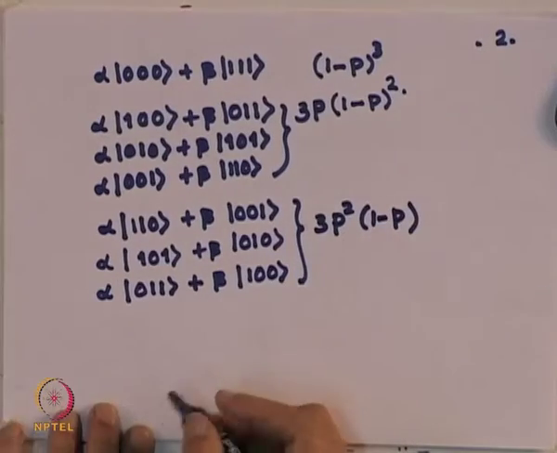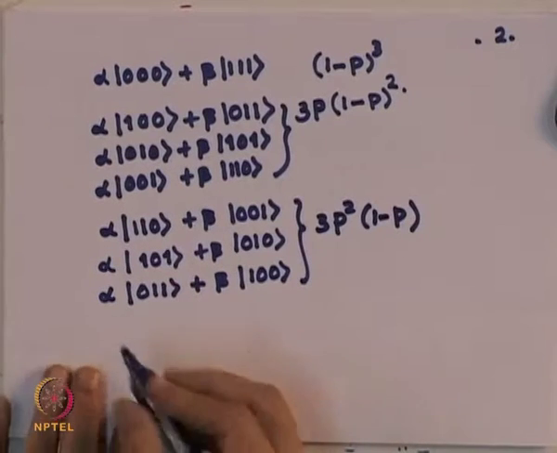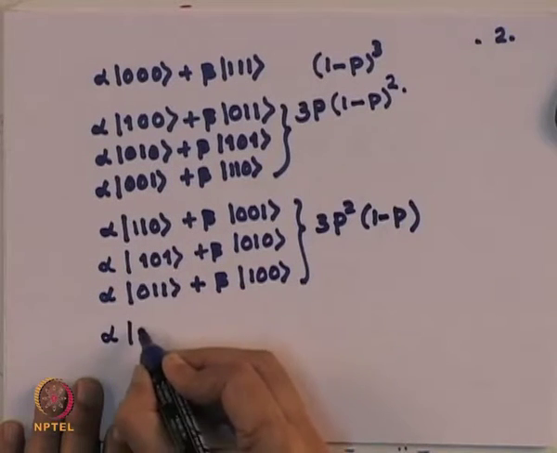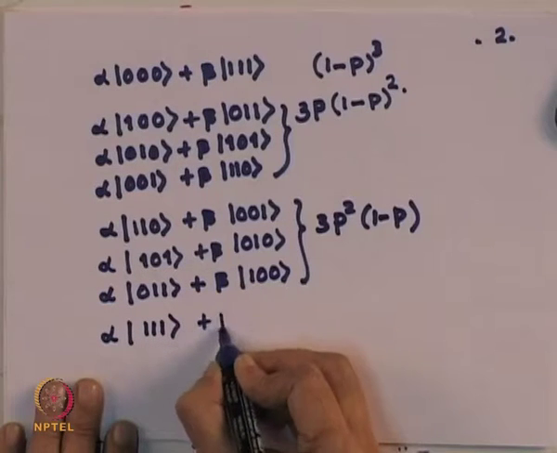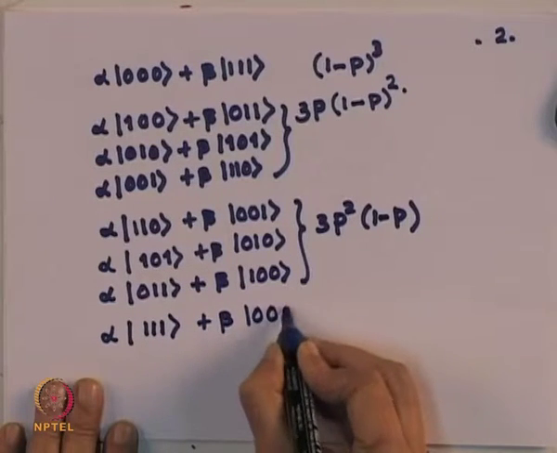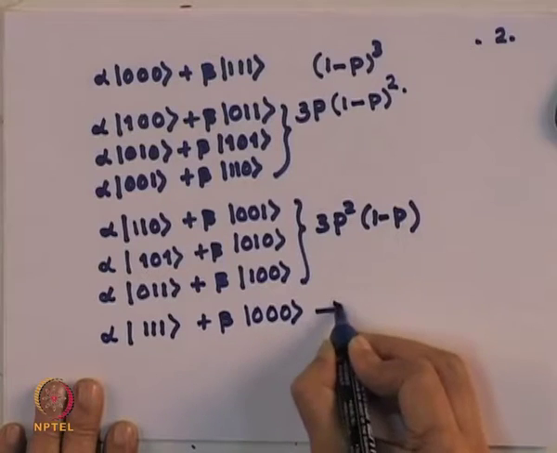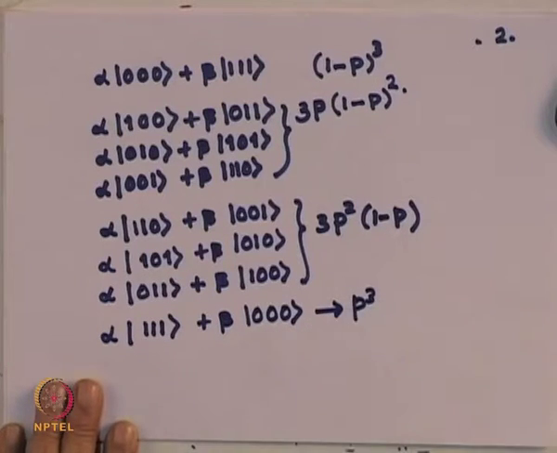And finally, the probability that all the 3 bits get flipped gives me the state alpha 1 1 1 plus beta 0 0 0, and that would happen obviously with a probability of p cube. And this is what the slide here indicates.